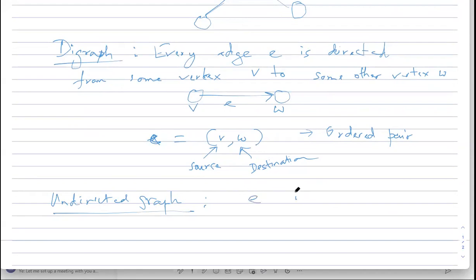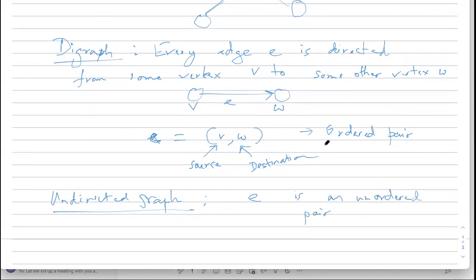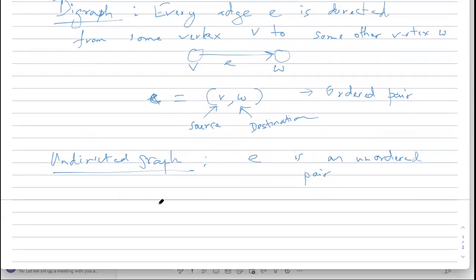Where E is an unordered pair. So this is an ordered pair here, but in the undirected graph, that means that if you have E, V comma W, it is the same as W comma V. So you will draw two nodes, V and W, and this would be your edge without any direction.